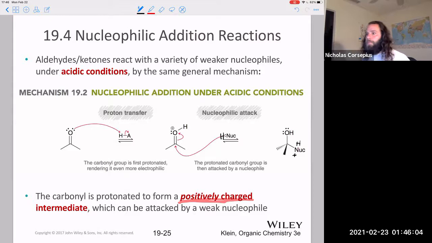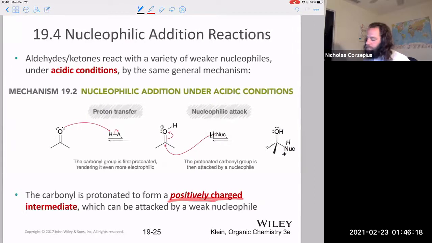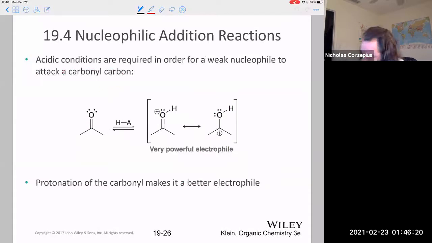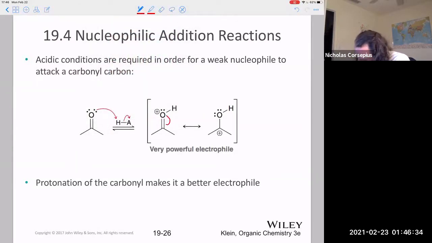The bottom line of these last two slides is to hammer something home. That is, basic conditions imply neutral or negatively charged intermediates. Acidic conditions imply neutral or positively charged intermediates. All right, and again, just to point out, I said that the first step under acidic conditions is actually the protonation of that carbonyl oxygen. And that creates this very powerful electrophile because, of course, this guy has this resonance structure available to him. That pair of electrons jumps up, and I'm left with what is the best carbon electrophile you can have, the carbocation.